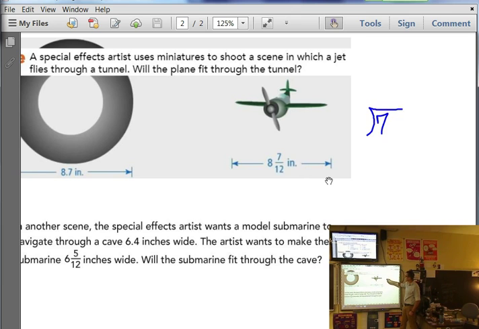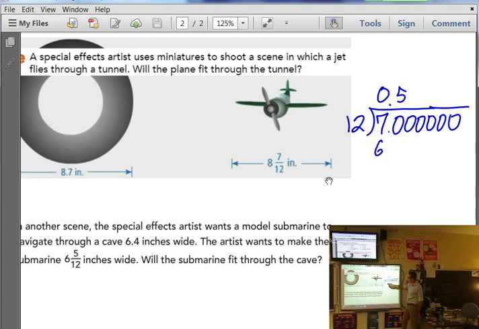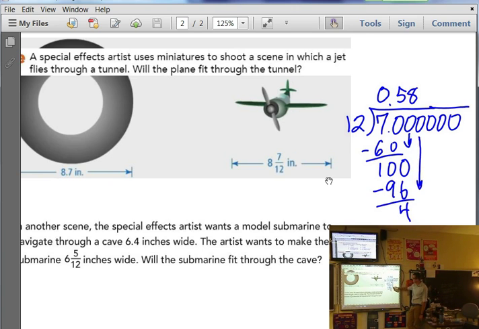So 7/12, if we set up our division, how many times is 12 going to 70? Abby? Isn't it like 5, because that gives me 60. 12 is going to 100. Yeah, 8. That gives me 96. 12 is going to 40. Okay, 3.